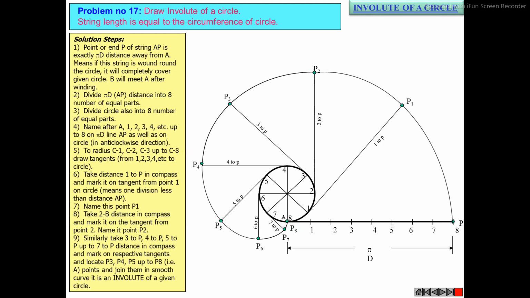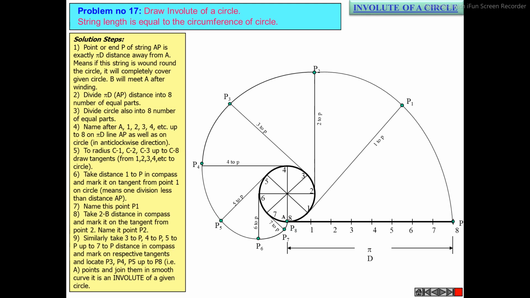Any doubt so far? Sir, do we have to follow a similar way if L is less than pi d and L is greater than pi d? Yes, a similar way, but a slight difference is there in the diagram of the involute. When I explain those two cases, you will tell me where that difference is.